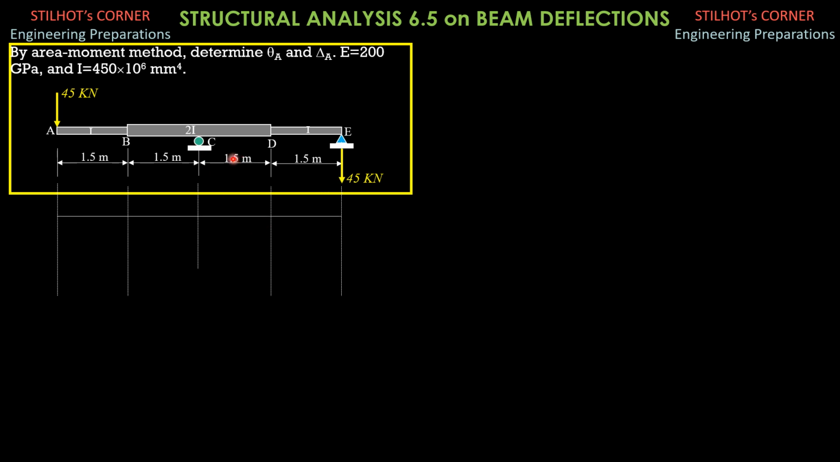So 45 times 3, 45 times 3, that would be 135, but because as it enters this portion, the moment of inertia is 2I, so we divide by 2. 45 times 1.5 is 67.5. Then divided by 2, so 33.75 here. Then 45 times 3 is 135 supposedly, divided by 2, so 67.5 as shown.